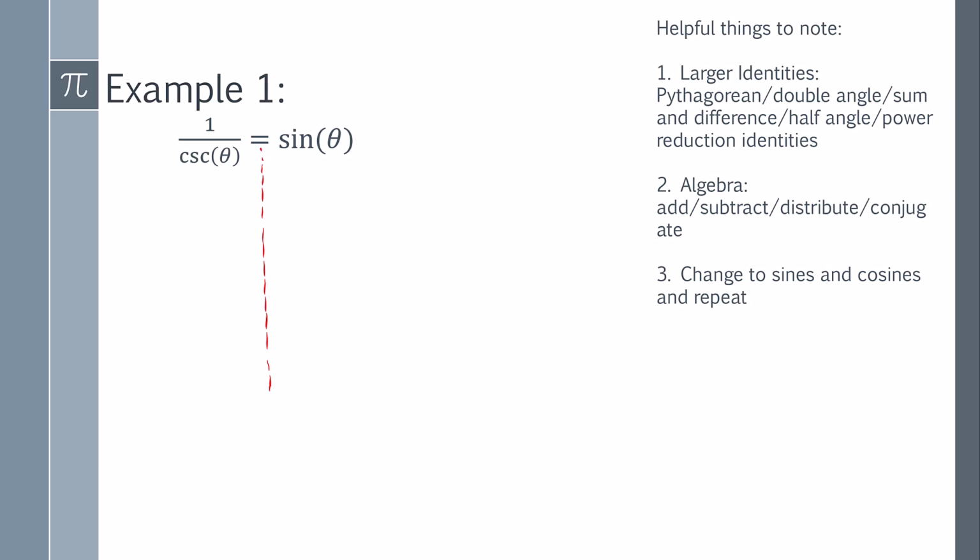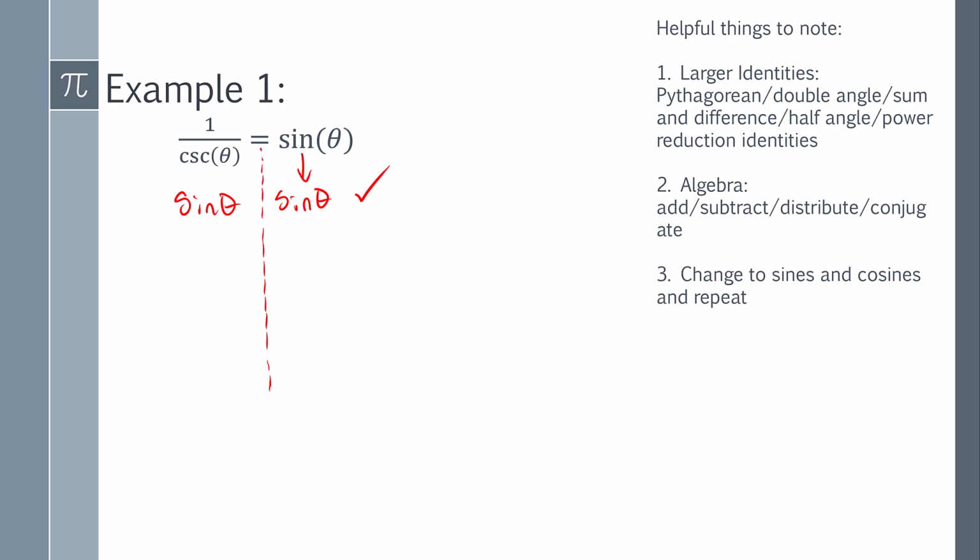Pythagorean identities. Do I see sine squared, cosine squared, tangent squared, anything Pythagorean? No. Okay, so next thing. Is there anything that I can add or subtract or distribute? No. So then change everything to sines and cosines and then repeat. Well, 1 over cosecant happens to be sine theta. Oh, look, they're now equal. And so therefore it's solved.